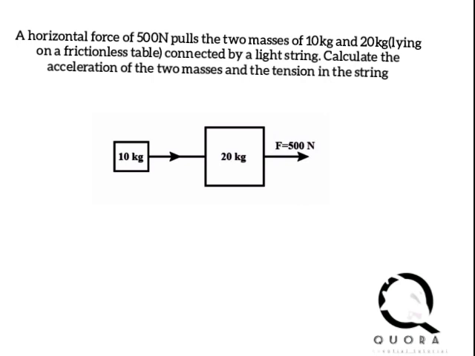So the question goes like this. They're saying a horizontal force of 500 newtons pulls the two masses of 10 kg and 20 kg lying on a frictionless table connected by a light string. Calculate the acceleration of the two masses and the tension in the string.